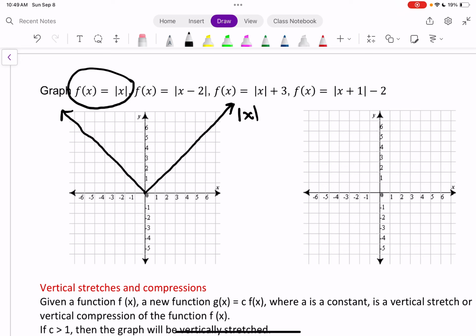Okay. Now, what did the problem say? If I subtract 2 from the x's, so it's the absolute value of x minus 2. So the change is made to the x values. So therefore, I have to go 2 units to the right. So I'm taking all my points, and I keep the shape exactly as it is, but I'm going to go 2 units to the right. So that's the absolute value of x minus 2.